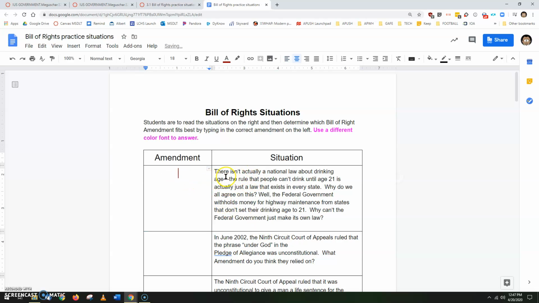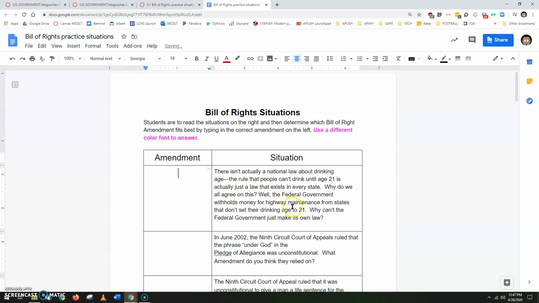Now, when I look at this, there isn't actually a national law about drinking age. The rule that people can drink until age 21 is actually a law that exists in every state. So which of the Bill of Rights gives states certain powers? That's the 10th Amendment. The 10th Amendment says anything that is not specifically written in the Constitution is a power of the state. And in this case, if we're talking about drinking age, there's nothing about drinking age in the Constitution. So the states have the power to determine what age people can start to drink.